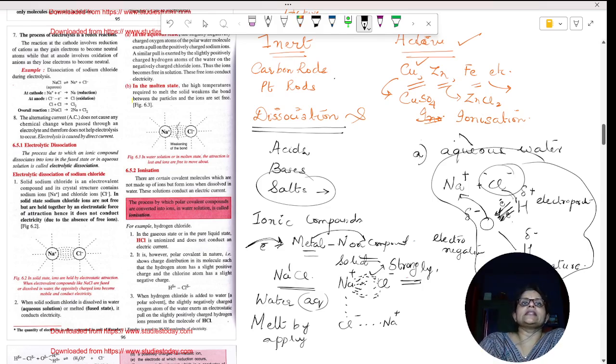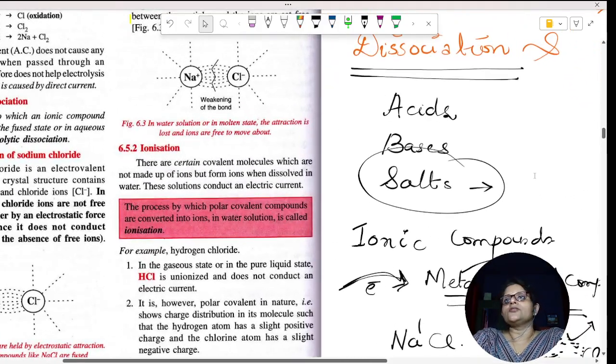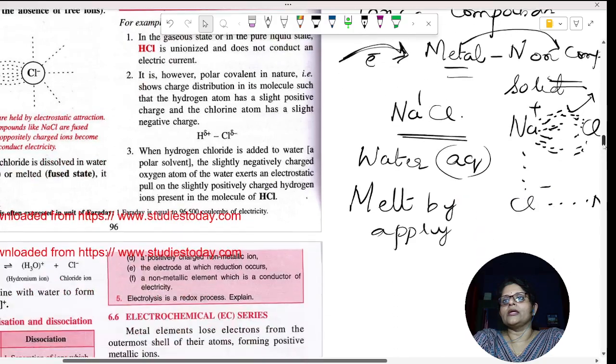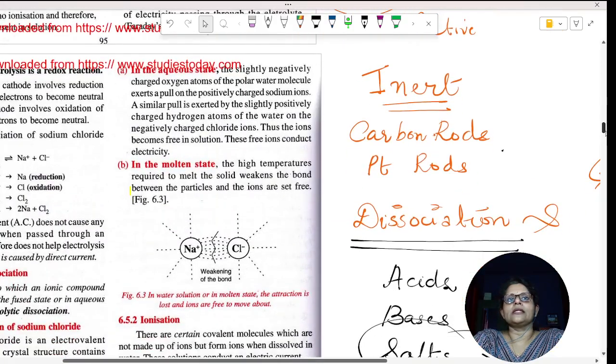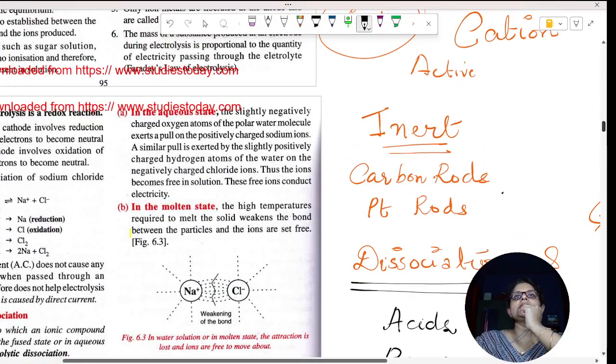And the second thing we will see on the page from the textbook. I'll just zoom it for you. Okay. Yes. What happens in the molten state?